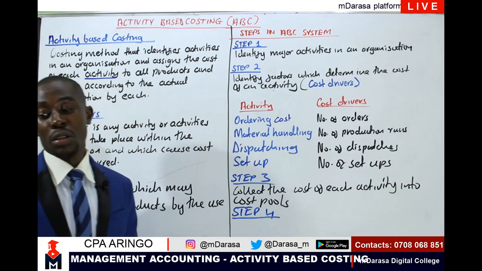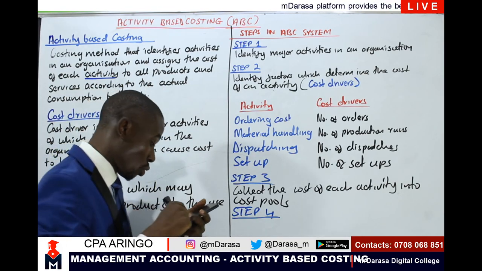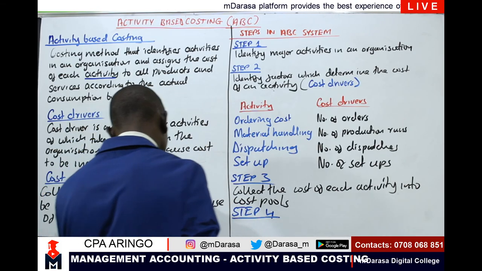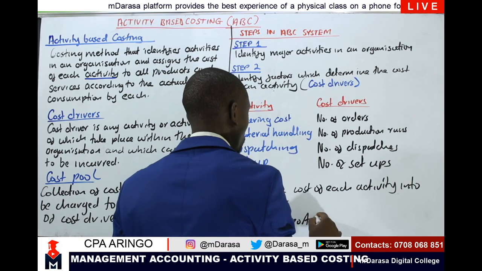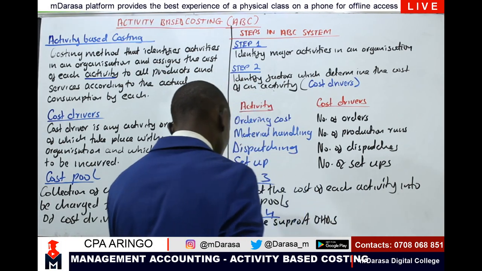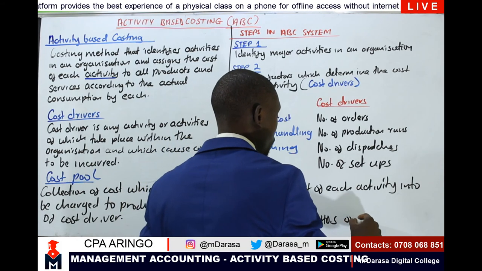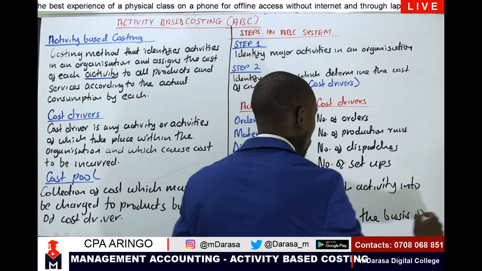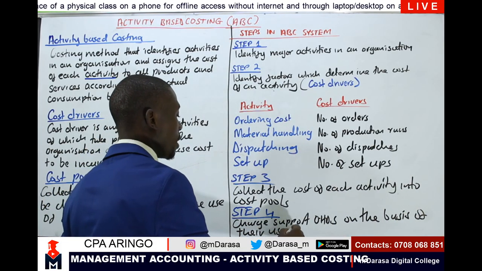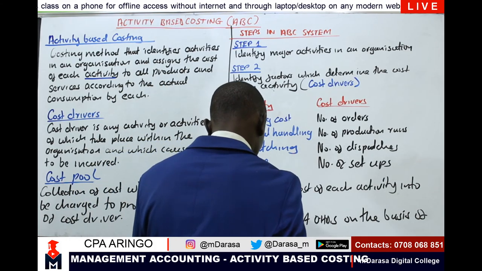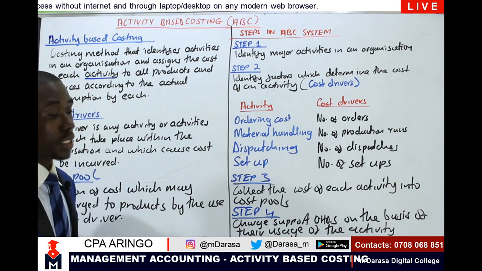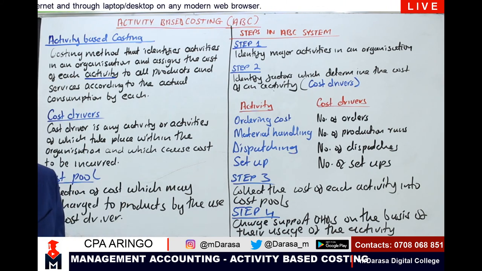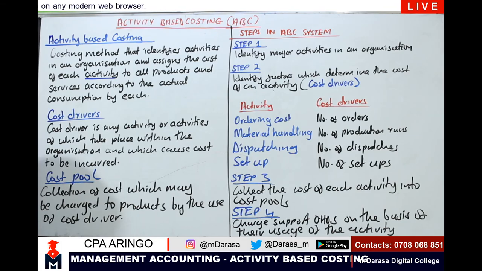What do we need to do in our step number four? So for step number four, this is what you are going to look at. We are going to charge support overheads to products on the basis of their usage. We need to charge support overheads on the basis of their usage of the activity. So basically, that is what you are talking of, some of the steps that you must always consider whenever we are looking at ABC.